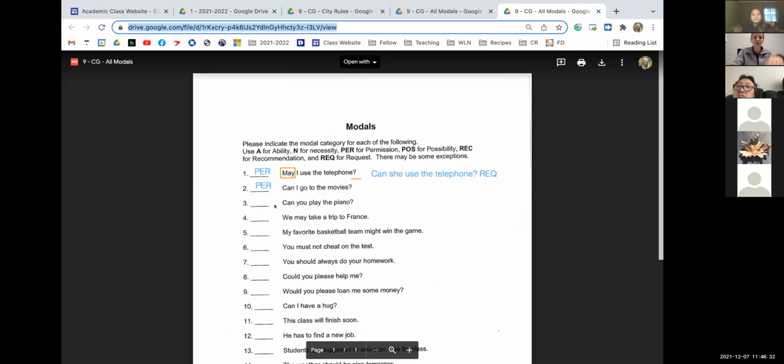Number 3, can you play the piano? Ability, using A for ability. But it could also be a request. If your cousin is a fantastic piano player and there's a piano and you want him to play the piano for you, you ask, can you play the piano? That would be a request.